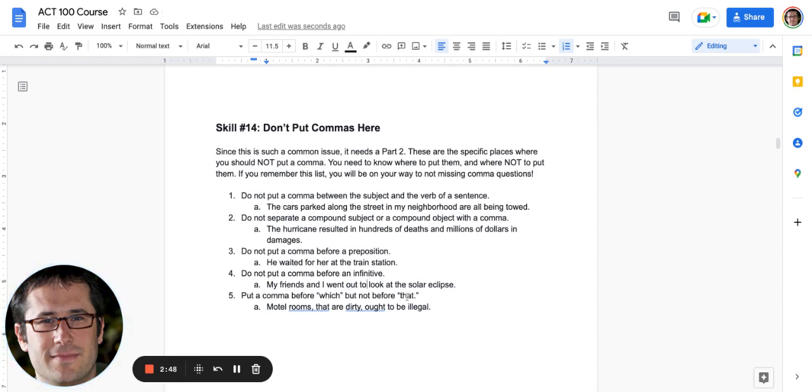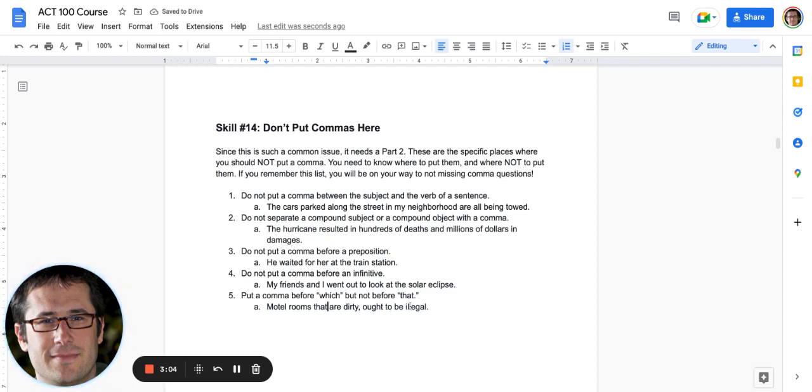And then put a comma before which, but not before that. All right. It's really common for the ACT to have a comma before a that where it doesn't belong. Motel rooms that are dirty ought to be illegal. So you don't need the comma there. Motel rooms that are dirty.